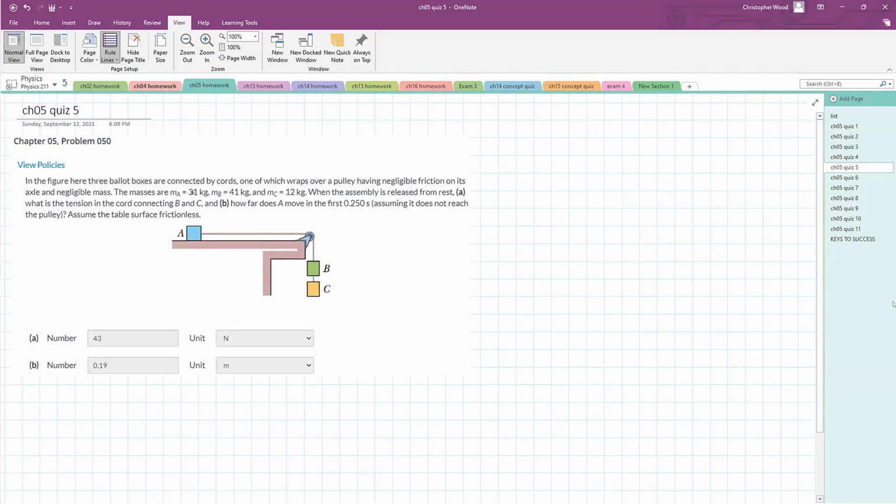We have 3 ballot boxes. So, election intrigue. In the figure here, 3 ballot boxes are connected by cords, one of which wraps over a pulley having negligible friction on its axle and negligible mass. We know the mass of A, B, and C. When you release these things from rest, what's the tension in the cord between A and B? I'm sorry, between B and C.